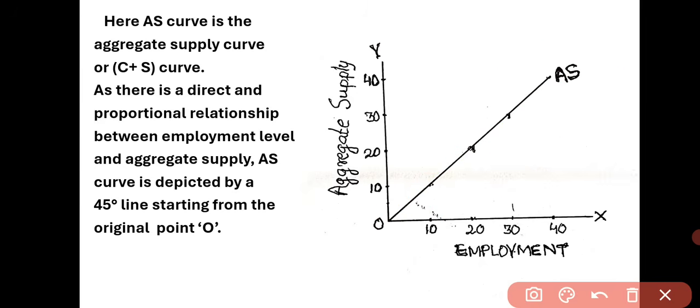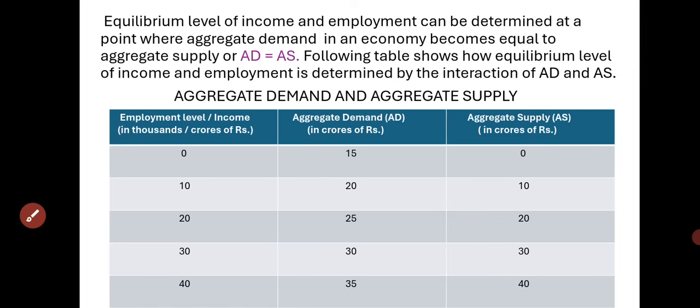Now, after discussing aggregate demand and aggregate supply in brief, let us go to the determination of income and employment level in an economy through an interaction of these two concepts, aggregate demand and aggregate supply. You see, the equilibrium level of income and employment can be determined at a point where aggregate demand in an economy becomes equal to aggregate supply.